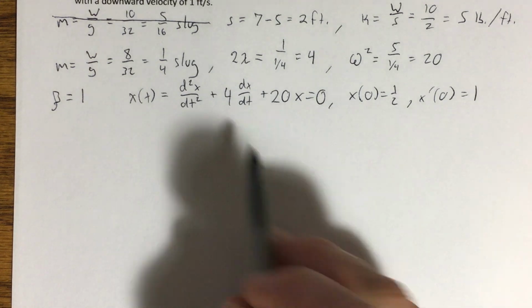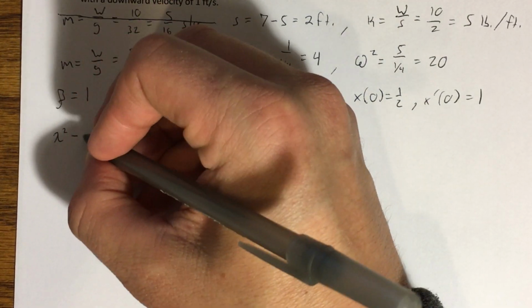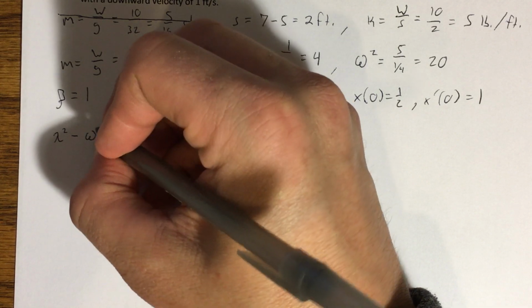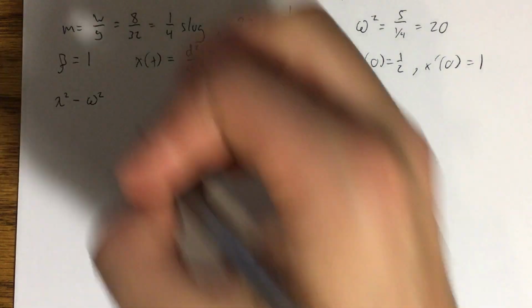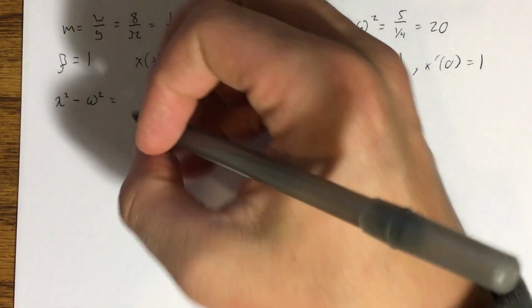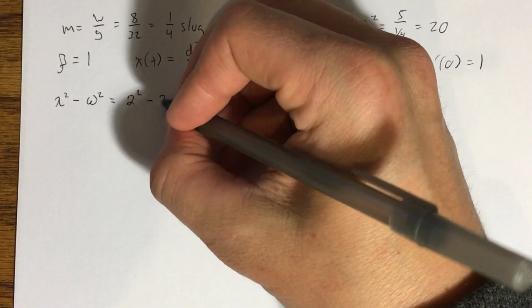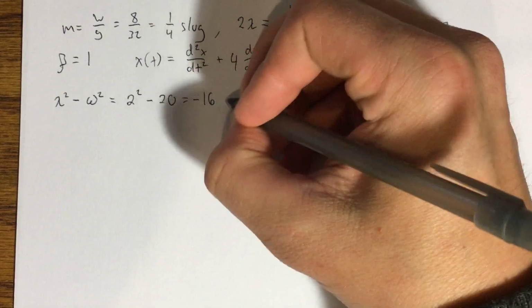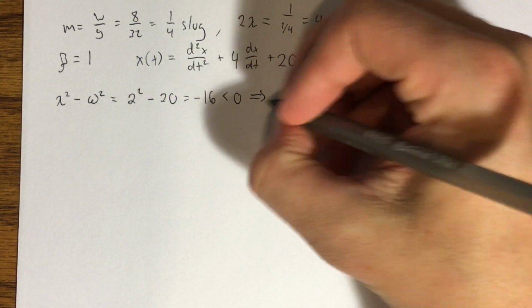Okay? We can solve this and figure out which case we're talking about by looking at lambda squared minus omega squared. What does that equal? Well, if 2 lambda equals 4, that means lambda is equal to 2, so that's 2 squared minus omega squared, which is 20. That equals negative 16. A negative number means we're looking at case 3. Case 3 gives us the following solution.